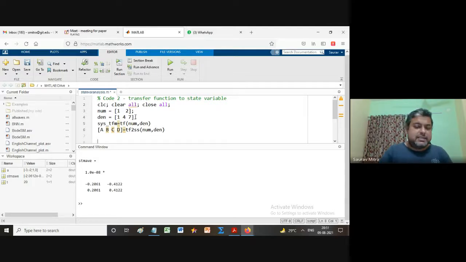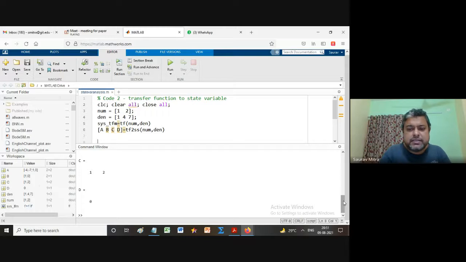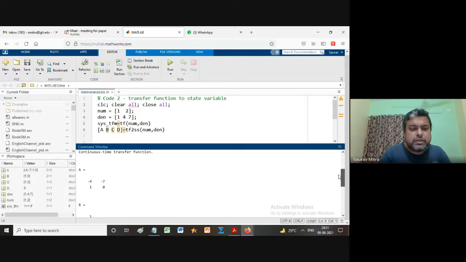If you give this, it is a proper transfer function, and the ABCD four matrices will be given from the numerator and denominator. So you can see here what the output is. This output you have to show. So this is -4 -7. You can check now what the first row and the rest are.